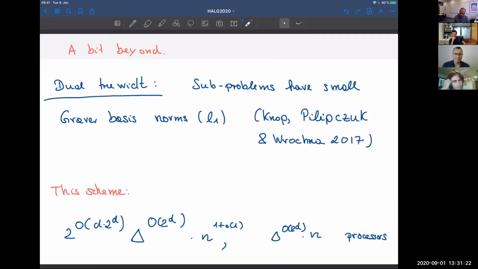So also for the so-called case of integer programming of bounded dual treewidths, there we have a good bound on the Graver basis norm, which enables us to use proximity. And with this scheme, we also get something which is near linear in n and strongly polynomial. And it has roughly this kind of dependence on the parameter. Okay, can I stop with an open problem?